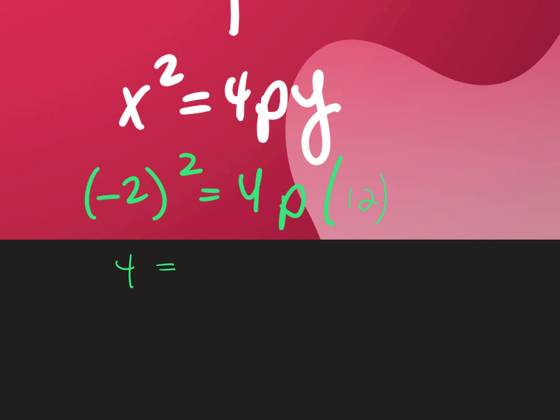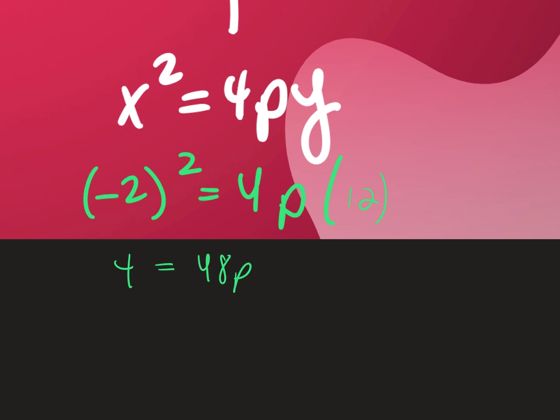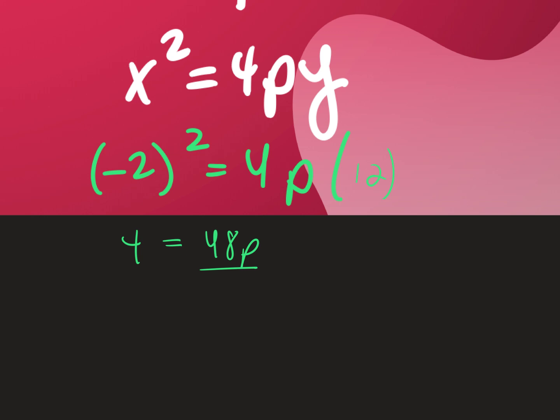What is it? 48p. And now what? Divide by 48. Good. That's a very common mistake. It's okay. So what is p? 1/12. What does that tell you? What is p again? Remind me. I'm going to ask you guys every single time so it gets in your brain.